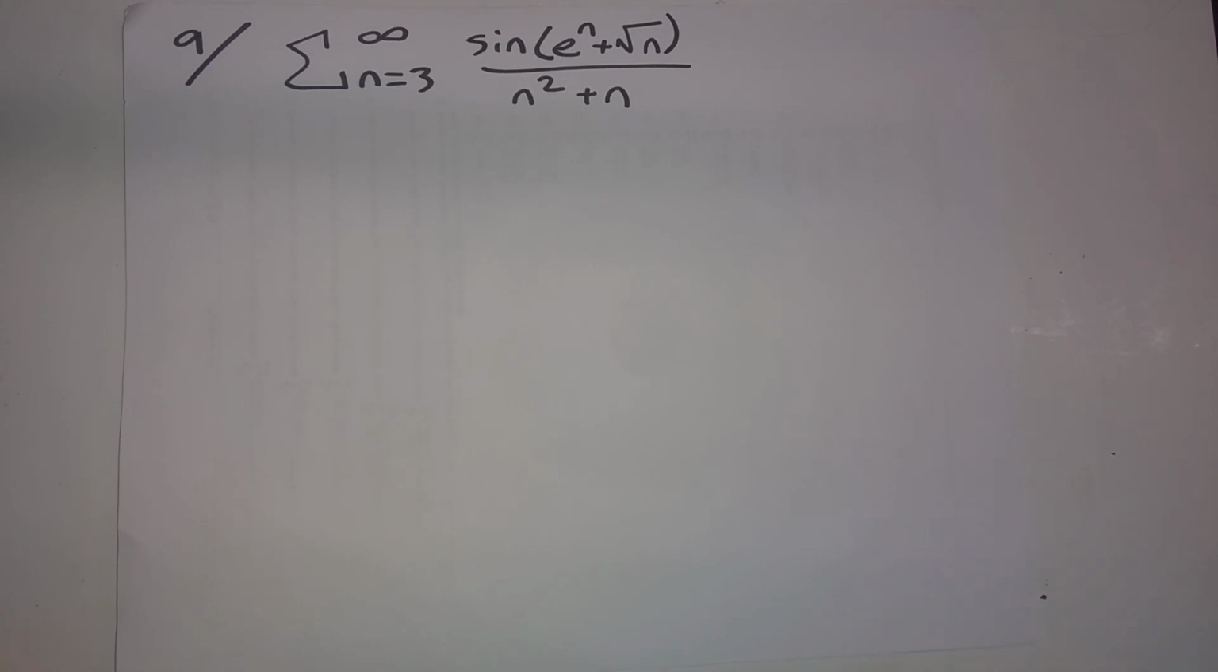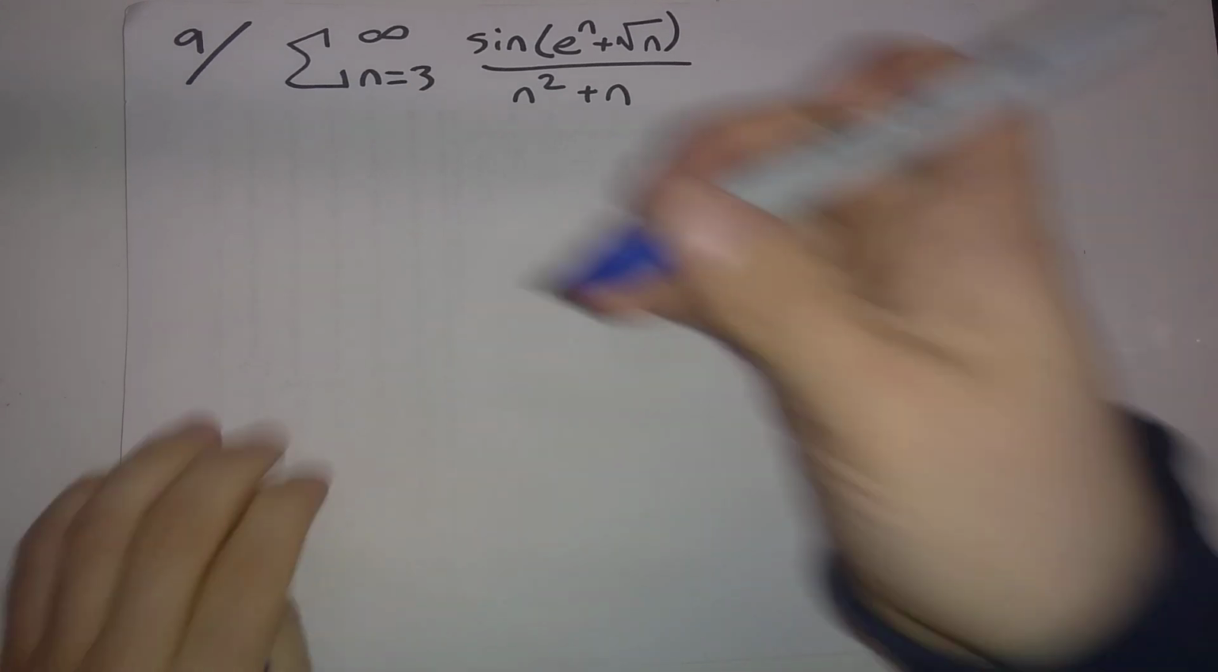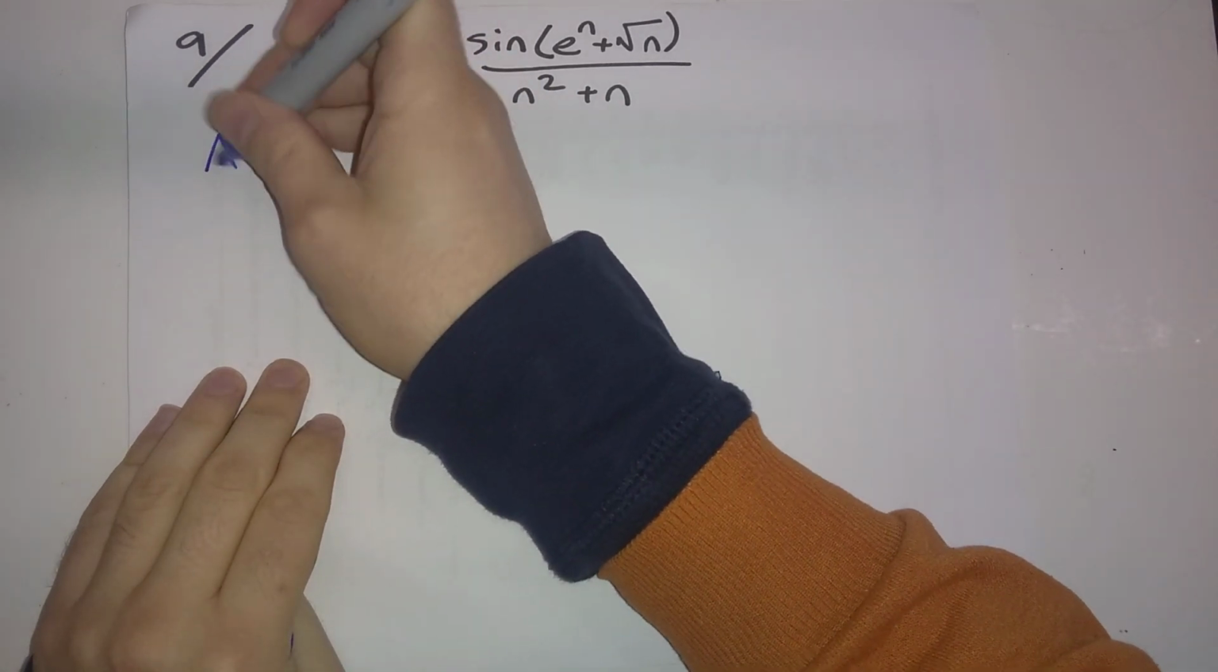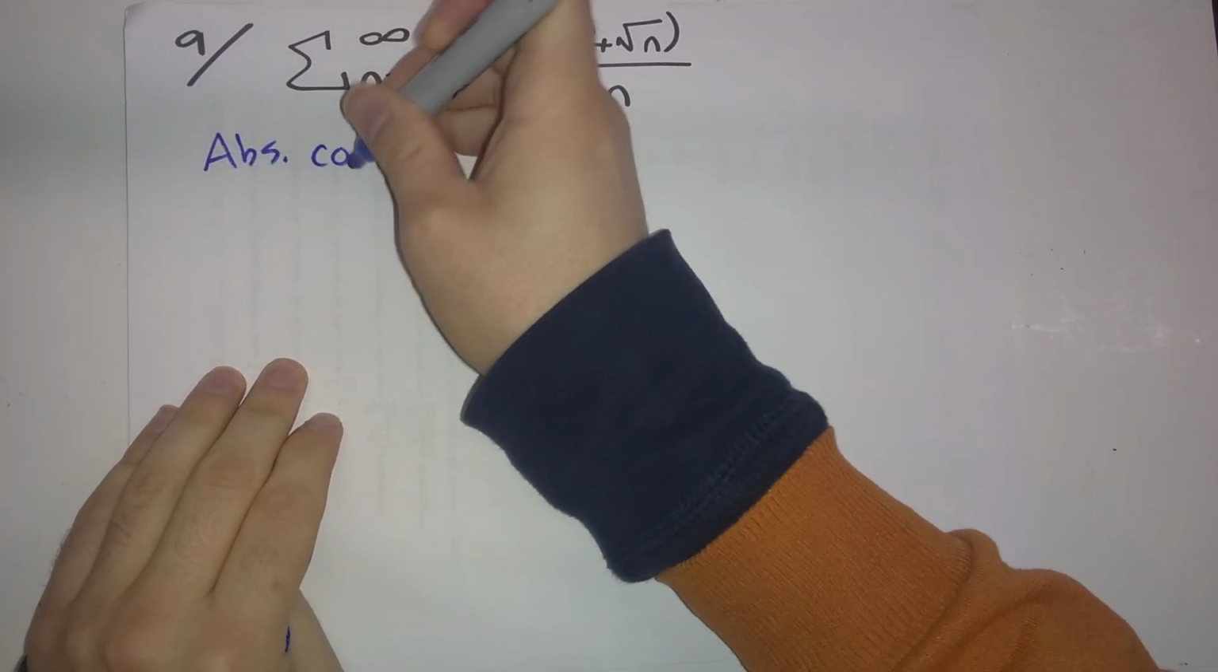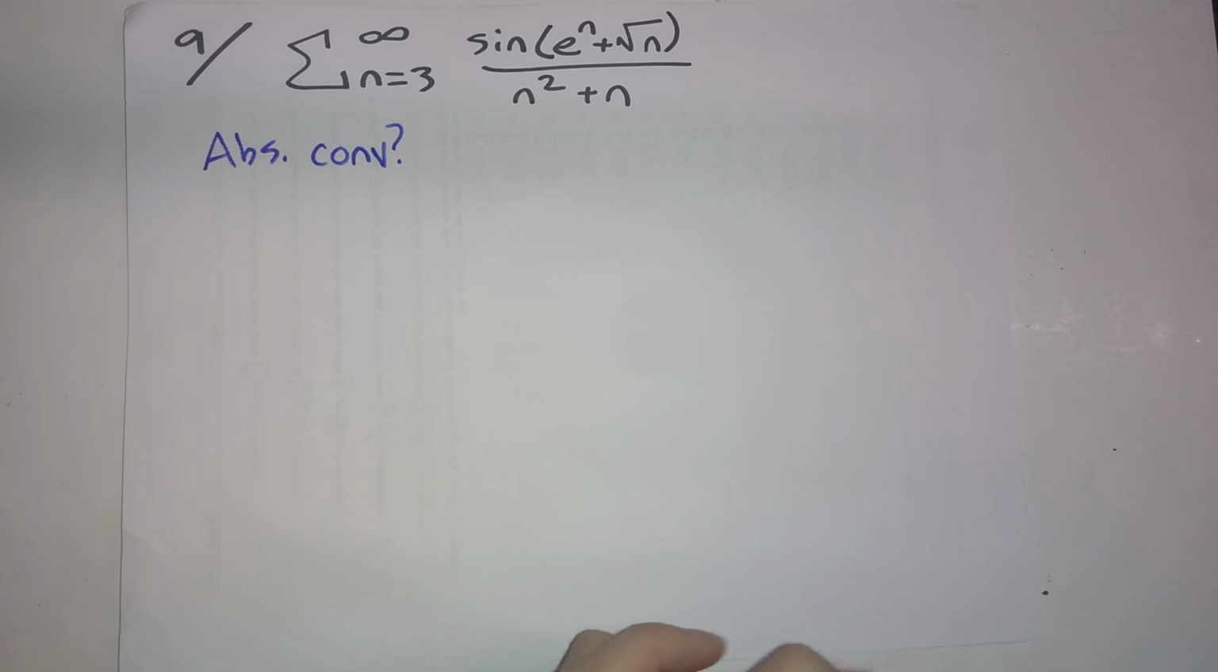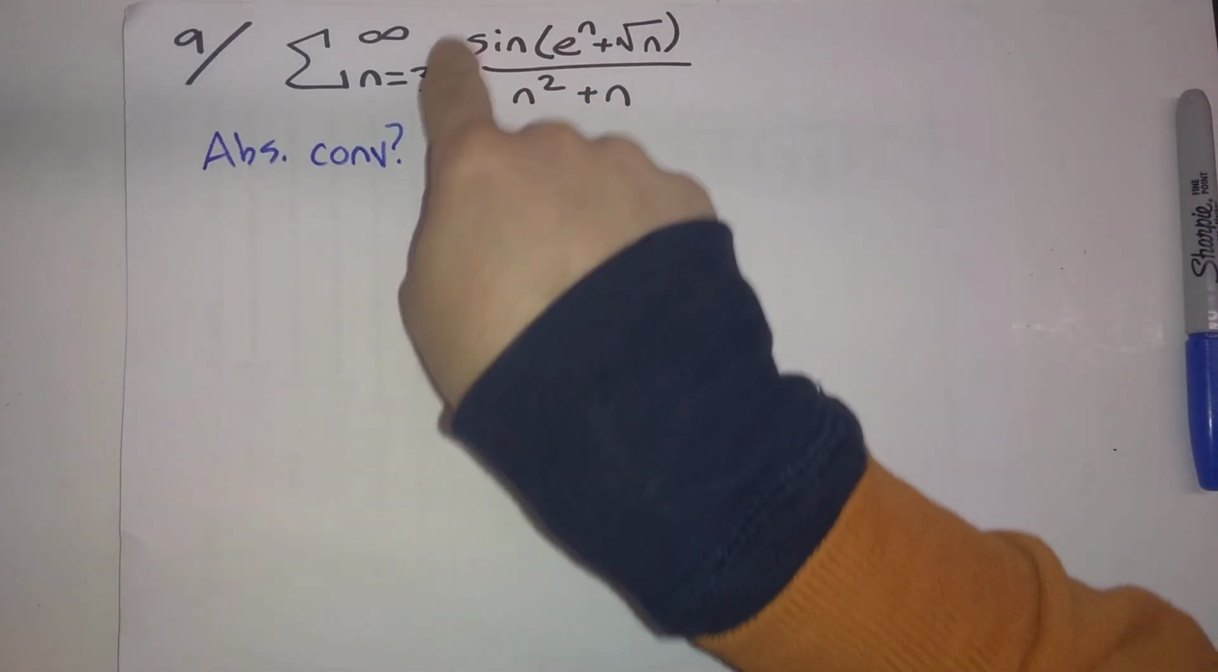Determine the convergence or divergence of this series, the sum from n equals 3 to infinity of sine of e to the n plus square root n, divided by n squared plus n. So as soon as I look at this, I know I'm going to try to see if this series is absolutely convergent. Why is that?